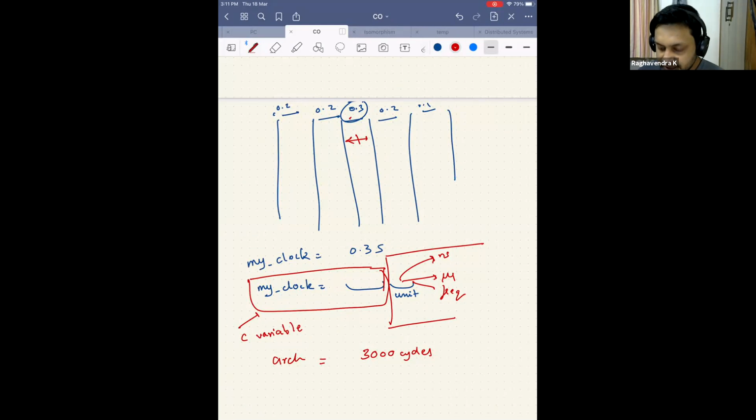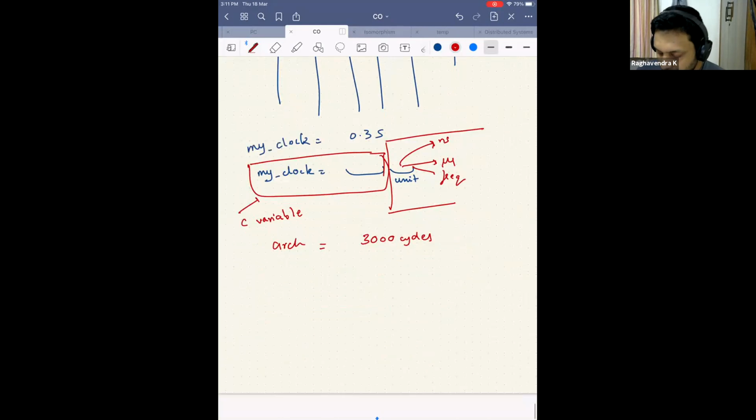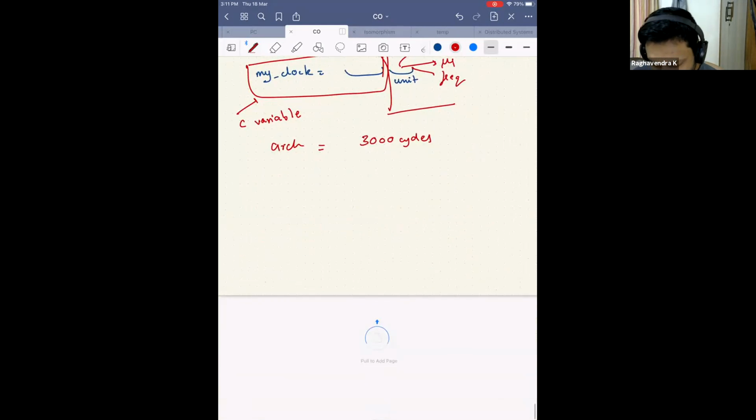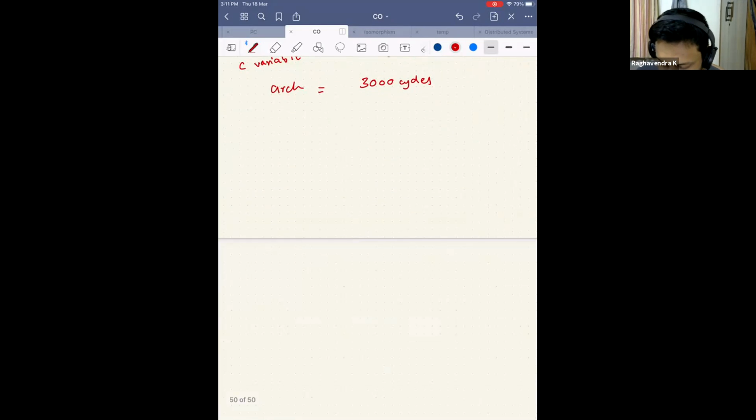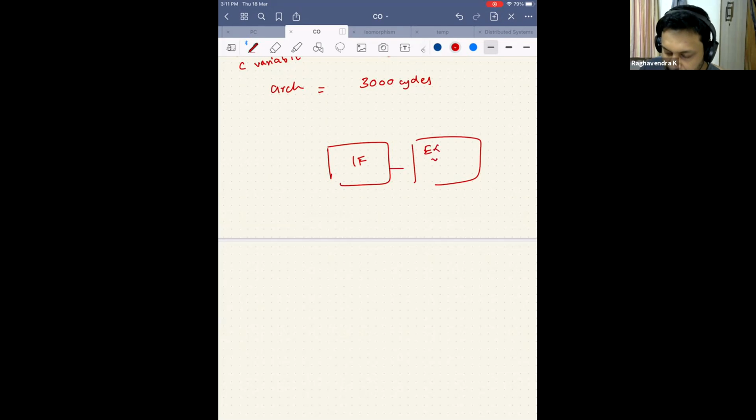Let's say there are only two stages of the pipeline. There is an instruction fetch, and the other is doing everything else, so let's say execution, write back, whatever it is. Let's say there are two stages. I will assume that this one takes one cycle and this one takes 2 cycles.